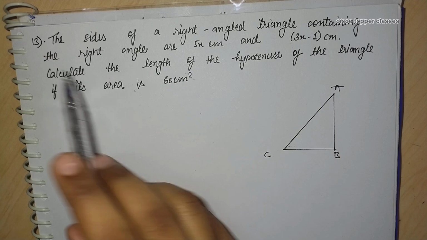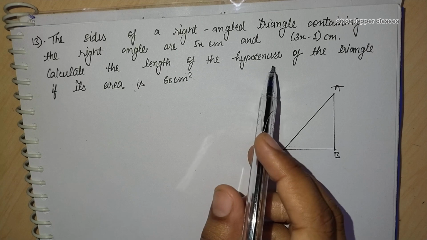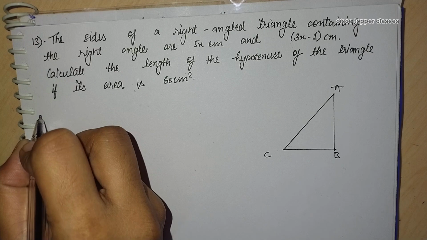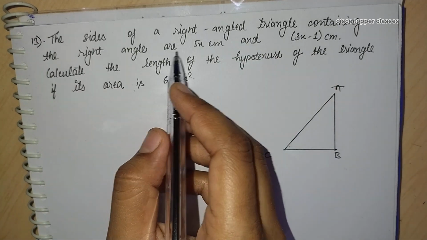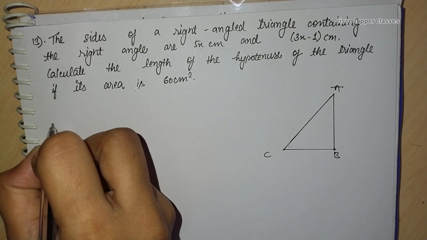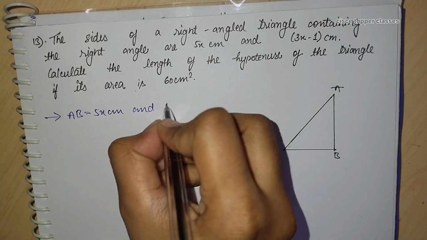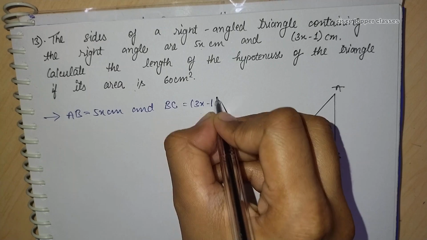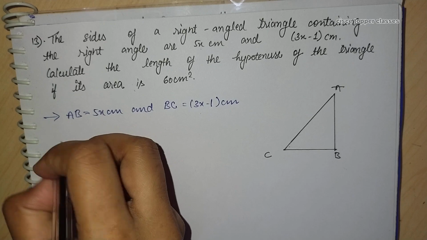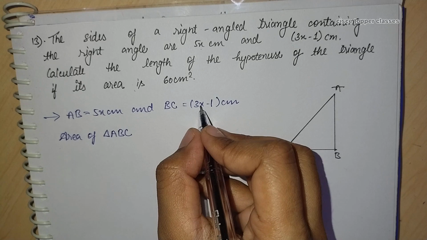The sides of a right angle triangle containing the right angle are 5x centimeter and 3x minus 1 centimeter. Then calculate the length of the hypotenuse of the triangle if its area is 60 centimeter square. So here it is given that in a right angle triangle there are 5x centimeter and 3x minus 1 centimeter sides of a triangle. So let here AB be 5x centimeter and BC be 3x minus 1 centimeter. We have to calculate the length of the hypotenuse. So firstly we will find the area of triangle ABC. From that we can find the value of x.